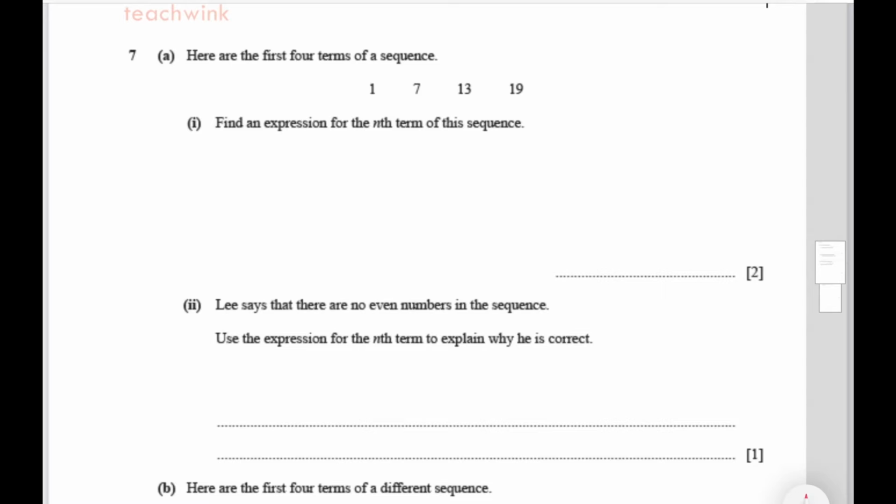So if I look at these numbers, if I go from 1 to 7, that's a difference of 6. If I go from 7 to 13, that's another difference of 6. And from 13 to 19, that's also a difference of 6. So the common difference over here is 6. N represents the term number.